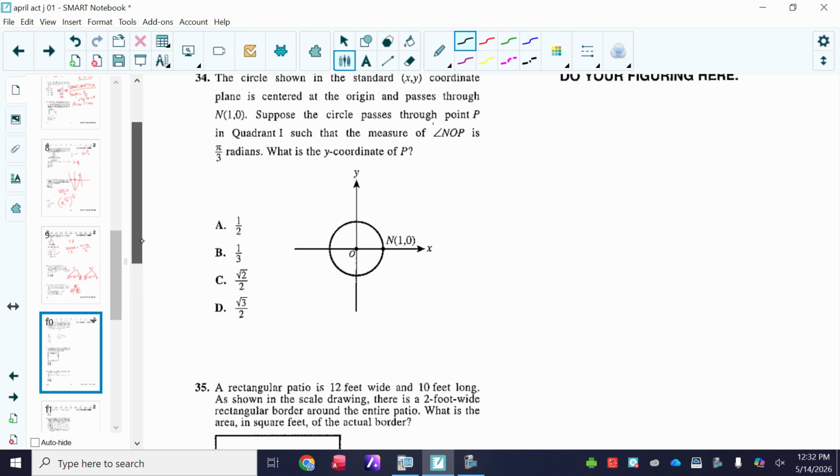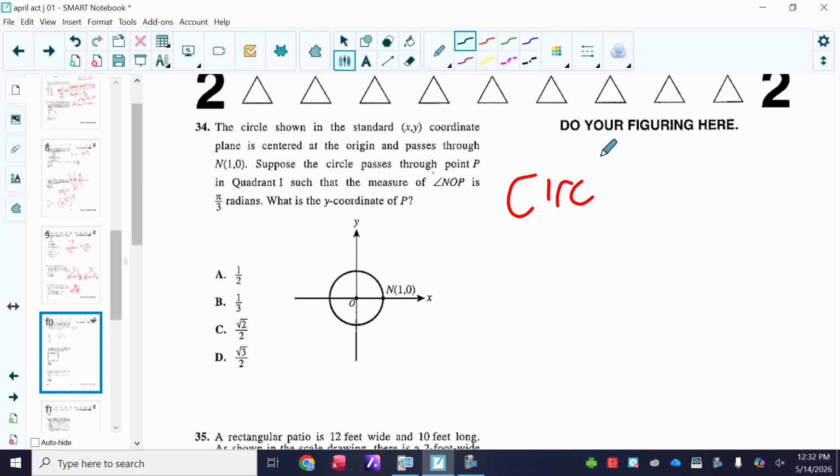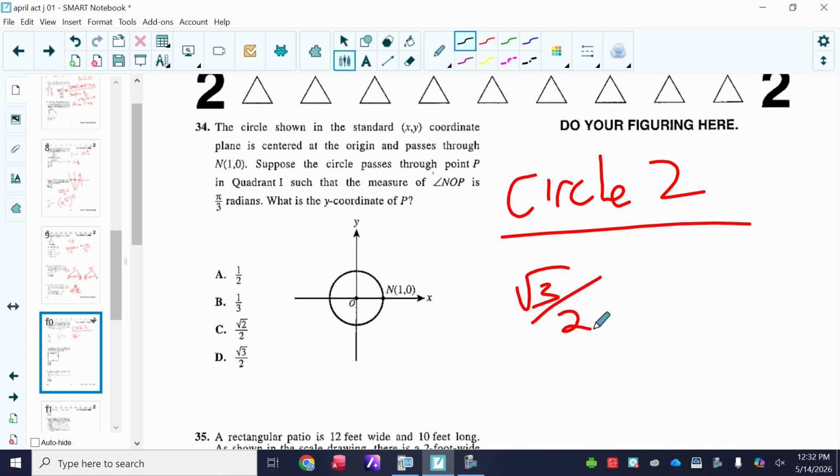This is unit circle. You could use my Circle 2 program if you know what you're doing. It doesn't give you the X and Y, it gives you the sine and cosine. Well, the sine of pi thirds is the Y, square root of 3 over 2.